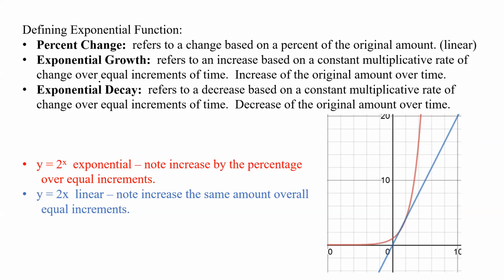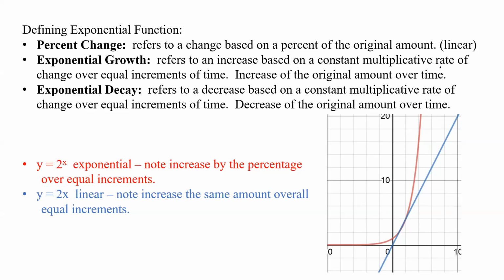Then if we have an exponential growth, we're going to have an increase based on some constant multiplicative rate. So it's not just adding. We're going to have some multiplicative rate. In this case, it's 2 raised to some power x. Depending on what x is, that's what you're raising the power to. It's going to keep going up and up, and that's why it's called exponential, because as you can see, it all of a sudden starts shooting almost straight up.